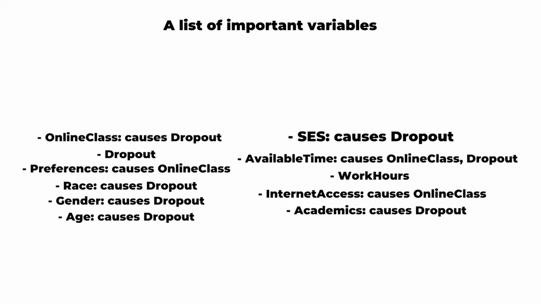There might be some things that only cause online classes. So for example, whether you have good access to the internet or not is probably going to have a pretty direct relationship or effect on whether you take an online course. If you have bad internet, you're not going to want to take an online course. But it's probably not going to have that much of a direct effect on whether you drop out or not, right?